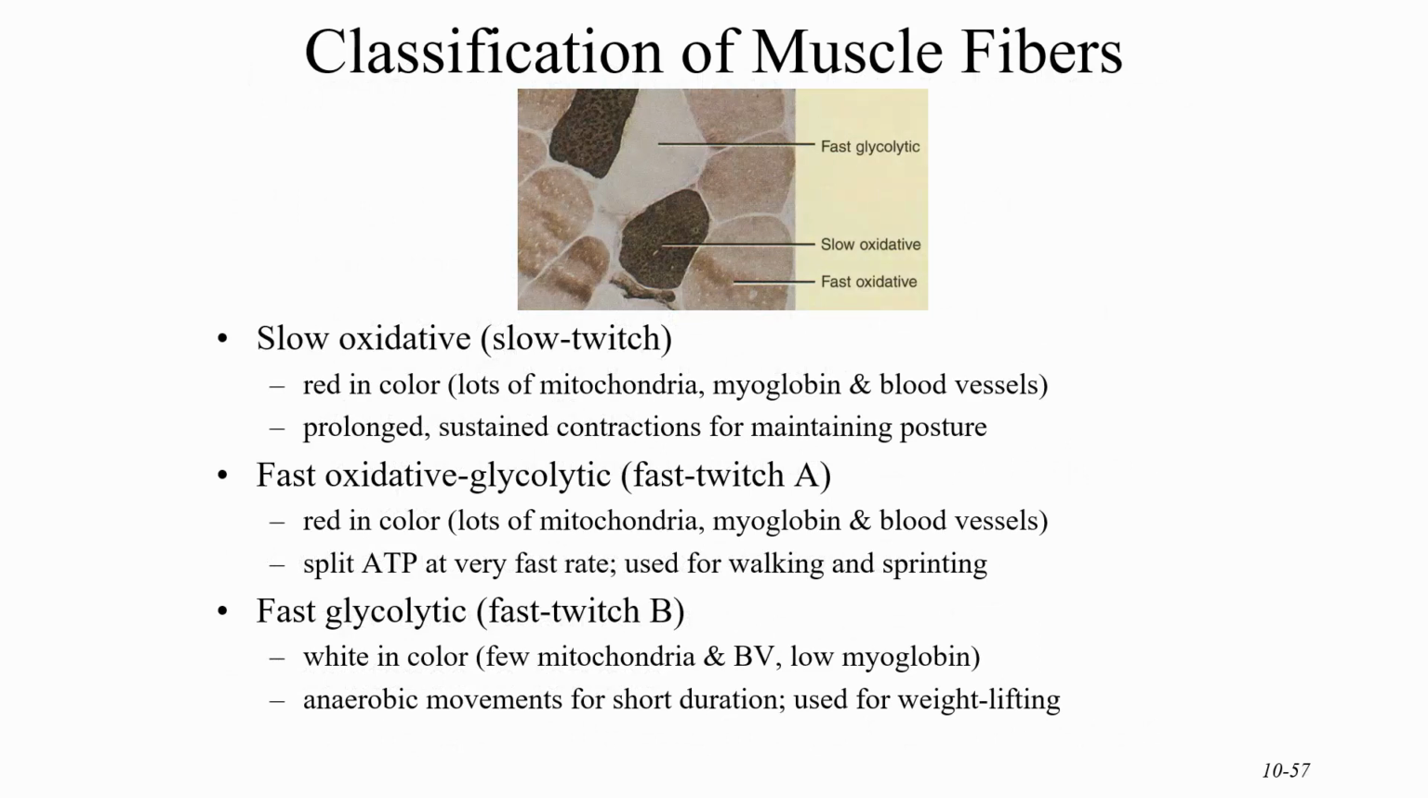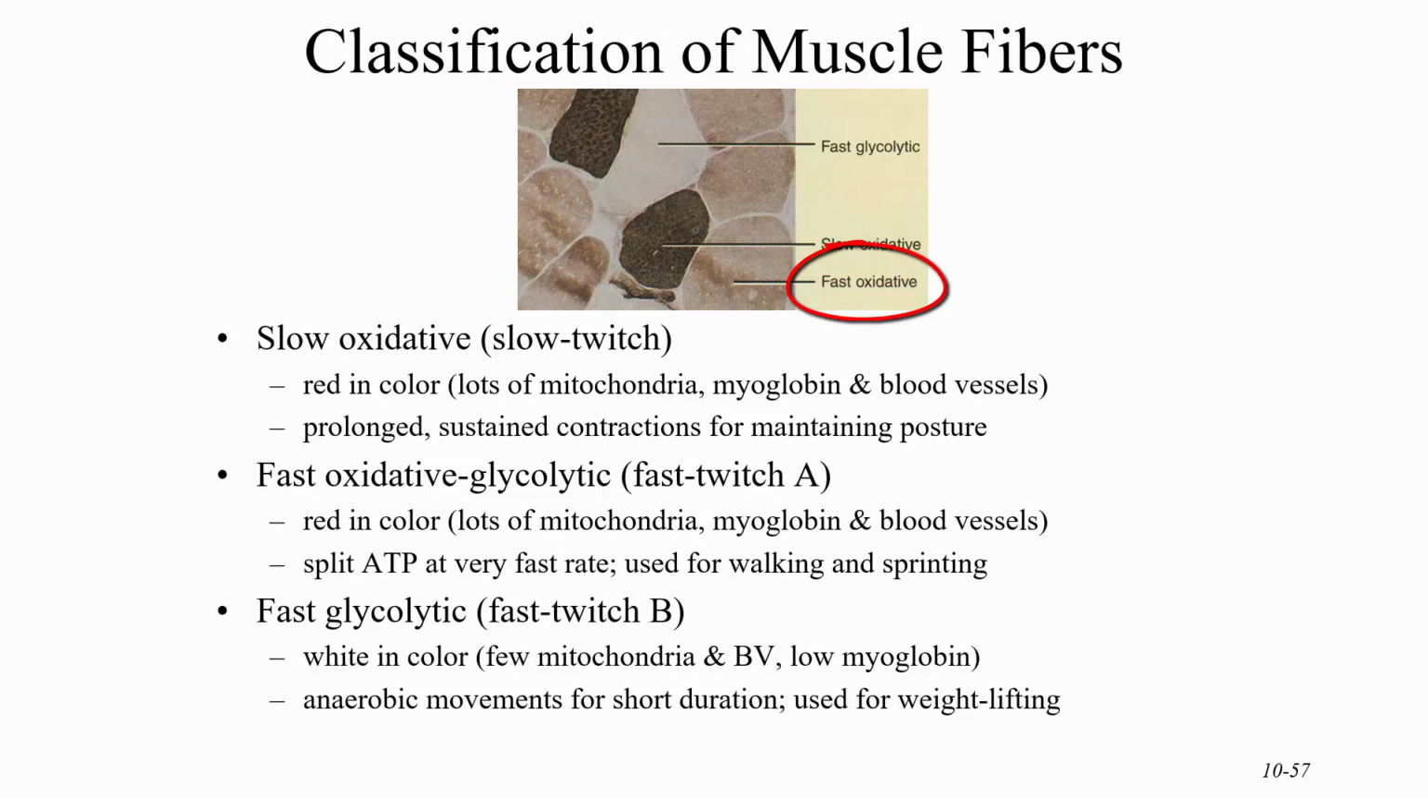Now here's classification of muscle fibers. We have what are called slow oxidative or slow twitch fibers. It's going to be red in color. There's going to be lots of mitochondria, myoglobin, and blood vessels. It's for prolonged, sustained contractions for things such as maintaining posture.